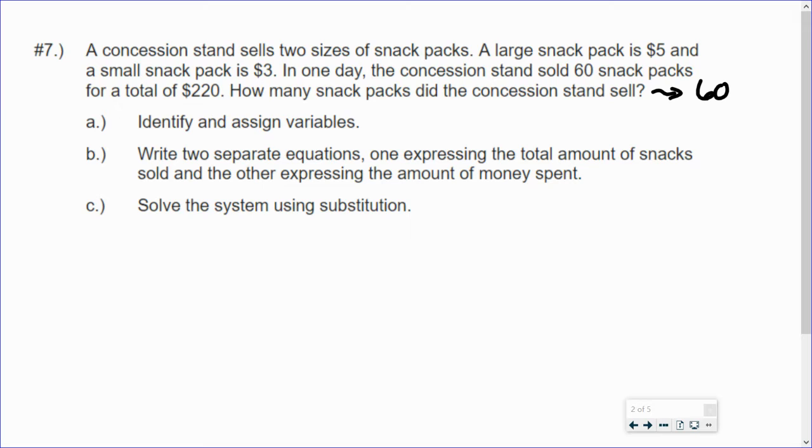So the first thing I do is I identify two variables. I'm going to use the variables x and y. You could make those variables make sense to the problem, choosing letters that represent whatever it is that we're talking about. In this case, because of how I have to do this, I just don't choose x and y. So I'm going to decide that the large snack pack is my x and a small snack pack is my y.